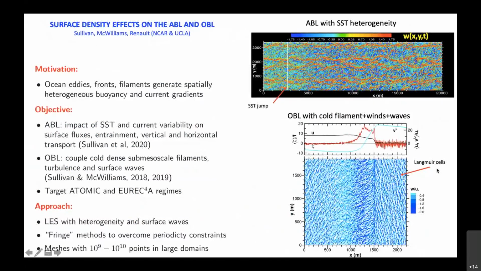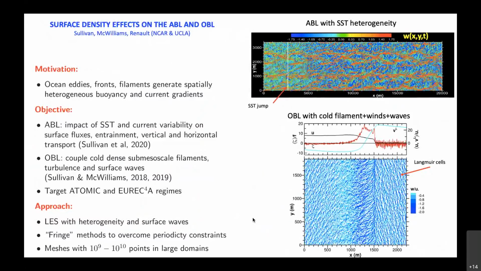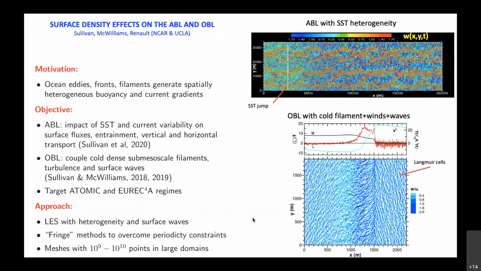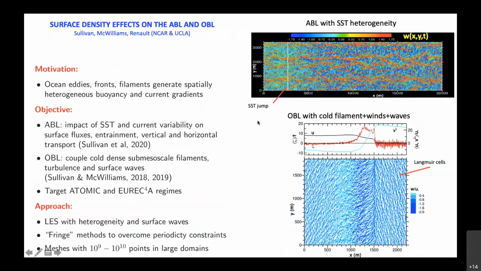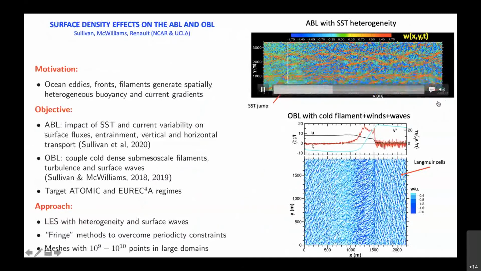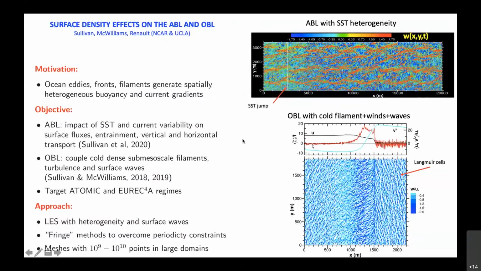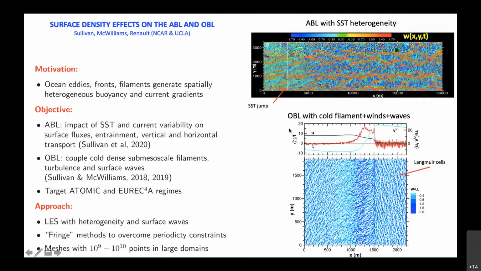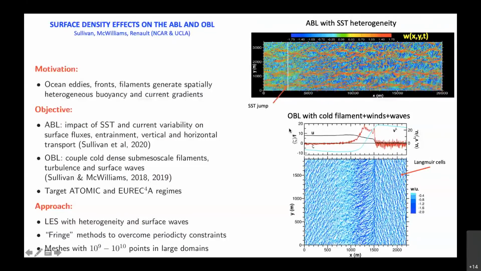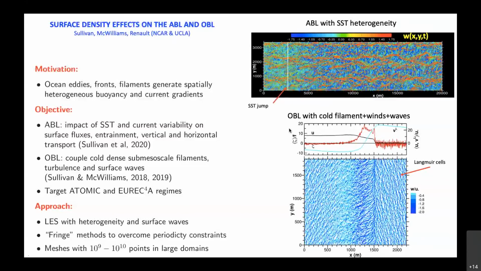So this is the work being led by Peter Sullivan at NCAR, also Beck Williams and Lionel Renault at UCLA. They are doing very impressive LES modeling work, and this is truly amazing, actually. So this is an atmospheric boundary layer LES simulation, about 20 kilometers in length in the zonal direction, and about, I think, 30 kilometers in the meridional direction. And they put this sea surface temperature jump here at the white line, and then observe the boundary layer response to this SST condition.